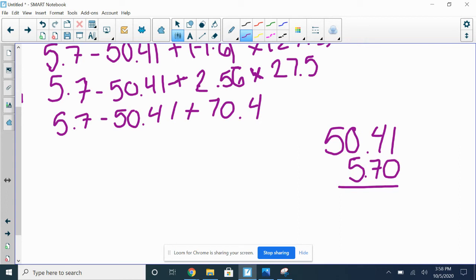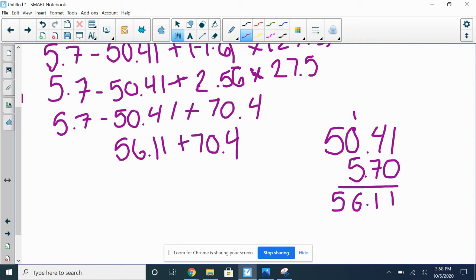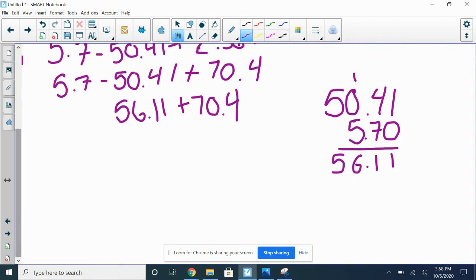So 1 and 0 give me 1. 4 and 7 give me 11. Bring down our decimal because we lined it up so we can leave it where it's at. 0 and 5 is 5, plus the 1 we carried is 6, and 5 and nothing is 5. So we have 56.11 plus 70.4. Our last step there is to go ahead and line up our decimal and add.